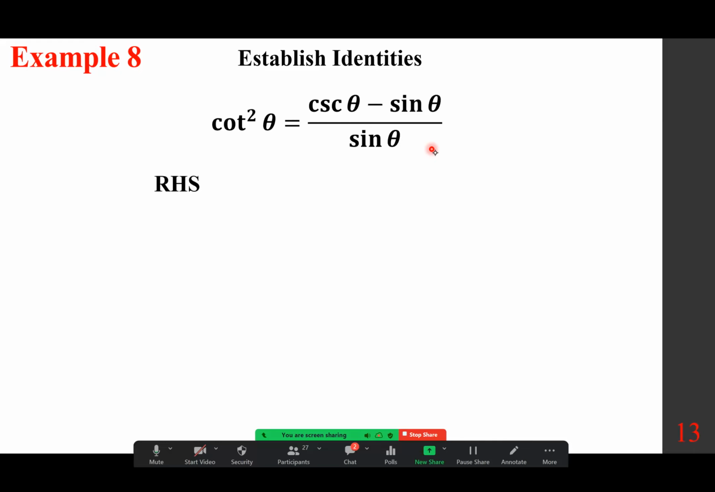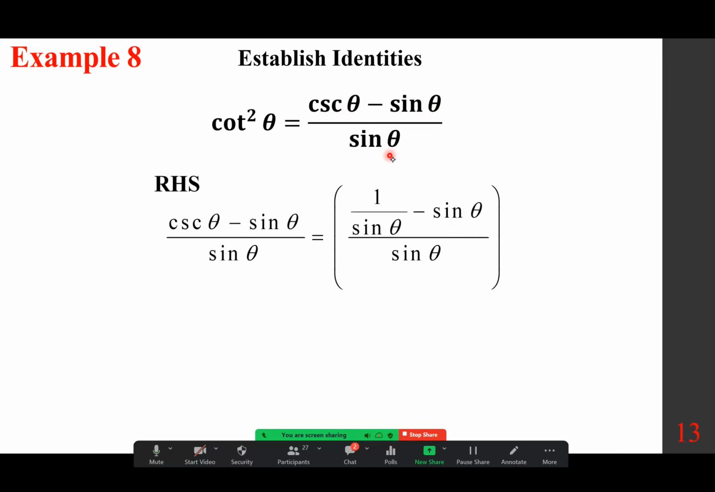What we do, we change this one to 1 over sine. We keep this one and this one intact. Only cosecant theta is changed. You're dealing with a complex fraction. The LCD is sine theta. So multiply the top by sine theta and the bottom by sine theta.